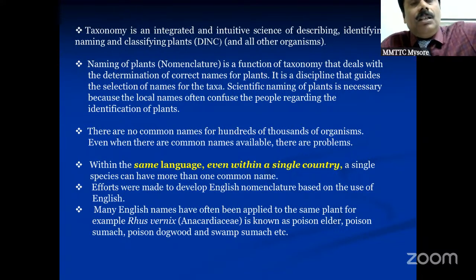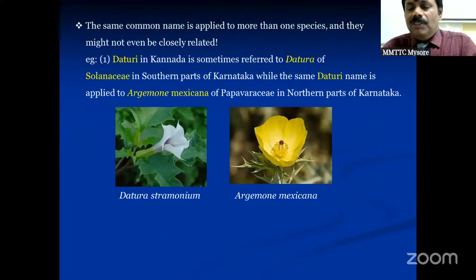The way Hindi-speaking people of Delhi speak may not be the same as in Punjab, Uttar Pradesh or Madhya Pradesh. So that's why they tried to go for English as the common language for applying a scientific name to a plant actually. That did not work out because many English names have often been applied to the same plant. For example, Rhus vernix, an Anacardiaceae member, the same family as mango, is known as poison elder, poison sumac, poison dogwood, and swamp sumac, etc. Henceforth, we cannot use it. A name must be unique in nature.